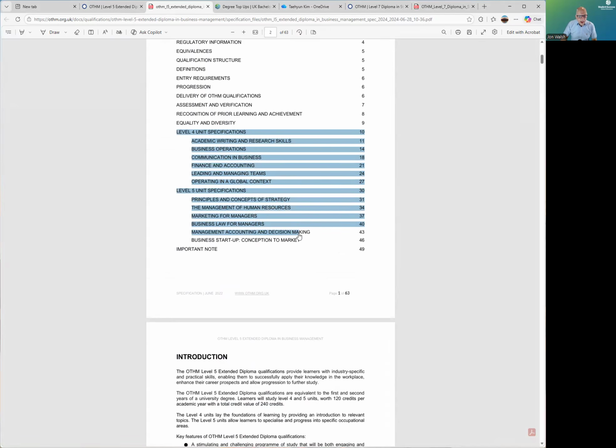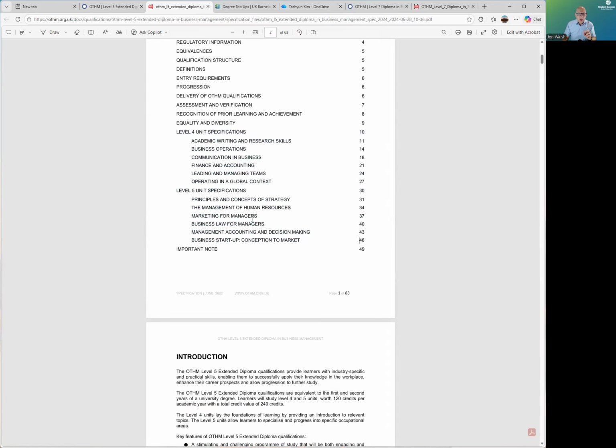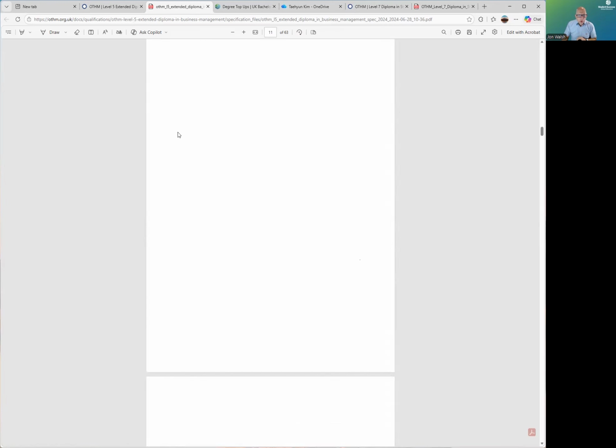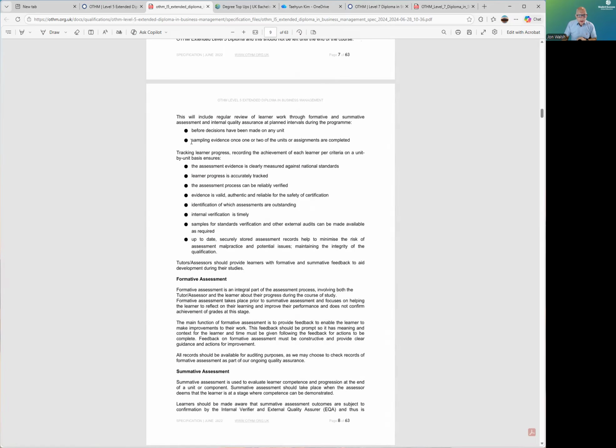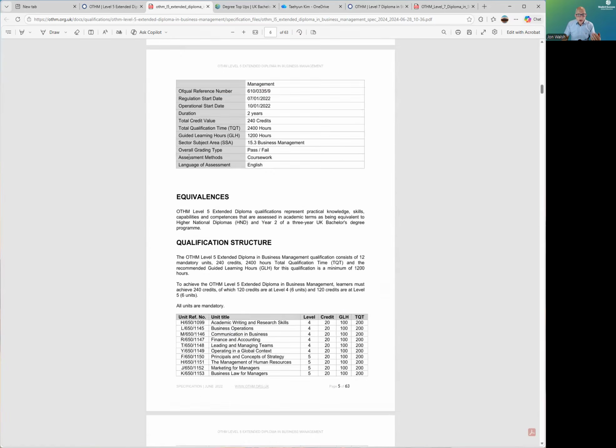So what you will see here are two lots of aspects. Okay, so there's level 4 unit specifications. Now, level 4, for those of you who aren't aware, is year 1 of a UK bachelor's degree. Level 5 underneath it is year 2 of a UK bachelor's degree.